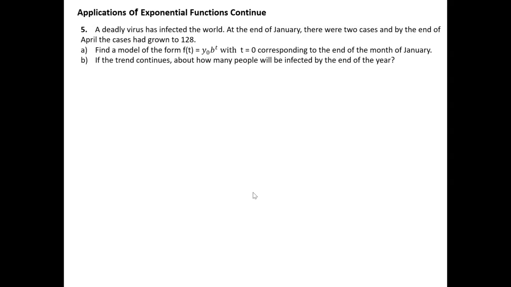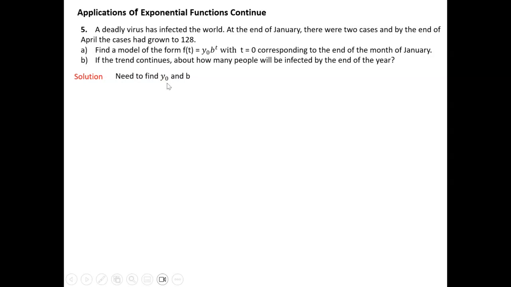A deadly virus has infected the world. At the end of January, there were 2 cases, and by the end of April, the cases had grown to 128. For part A, find a model of the form f of t equals y naught times b to the t power, with t equals 0 corresponding to the end of the month of January. Remember, guys, from the previous slide, whatever the value is when t equals 0, that's your initial value. In this case, I think it's going to be 2, because there were 2 cases at the end of January. And for part B, if the trend continues, about how many people will be infected by the end of the year. Okay, so let's find first part A.